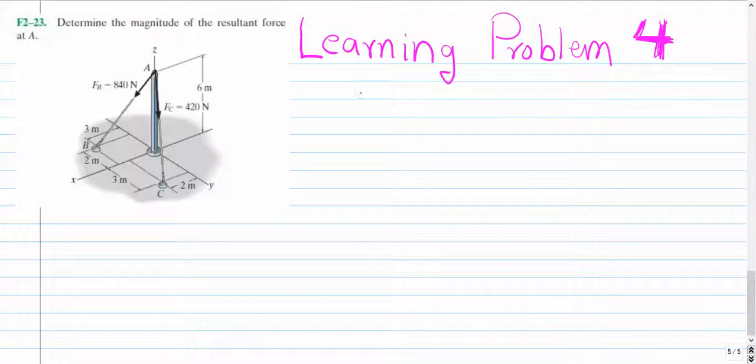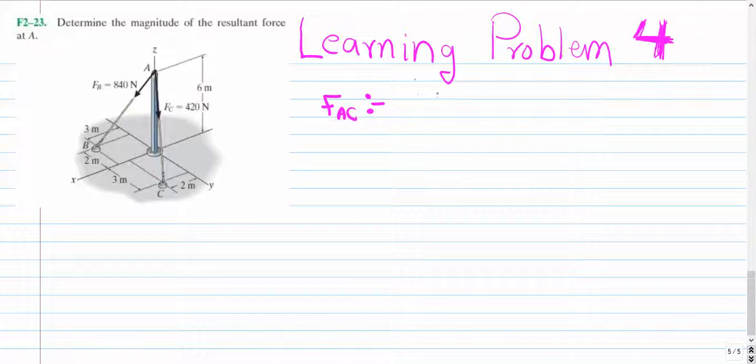So let's find the Cartesian form of FAC first. So the first thing that we are going to solve for is FAC. And in order to solve for this, we would first find RAC, or the length vector or the position vector from A to C. And using that, we're going to find the unit vector from A to C. And using that, we're going to find the Cartesian form of FAC. This is the general process that we have been doing for the previous questions as well.